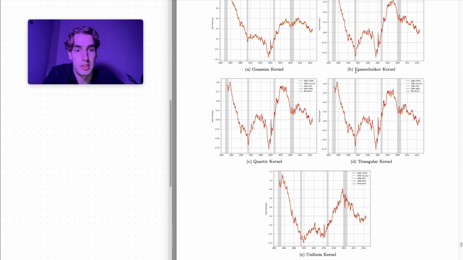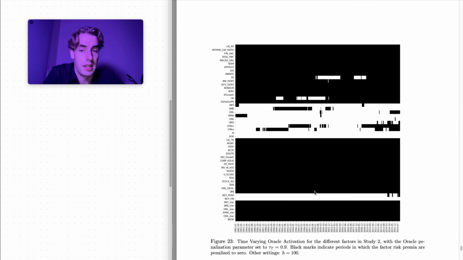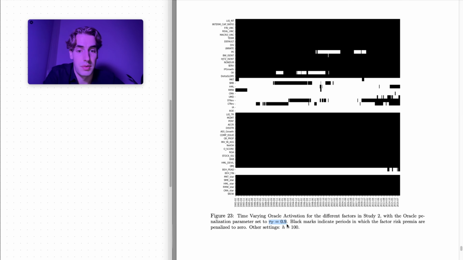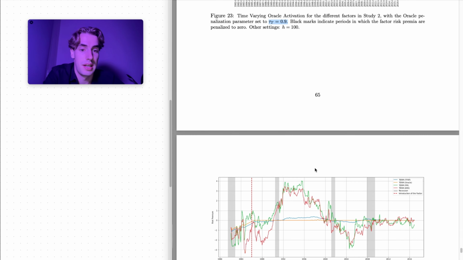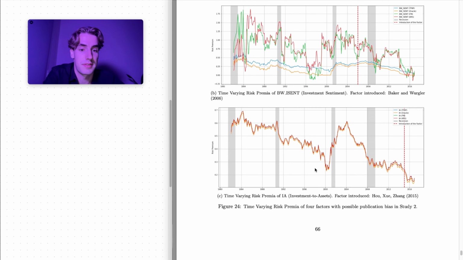This is the one we choose. These are the ones we didn't choose. And this is also for another setting of tau. And higher tau, so more penalized periods, the factors are set less active.